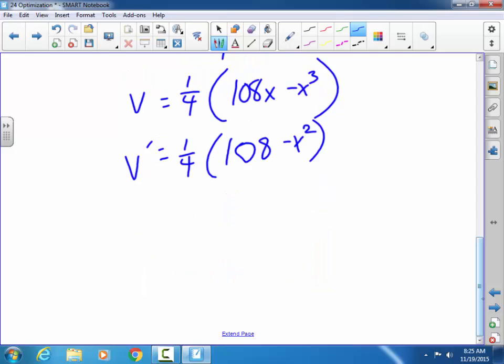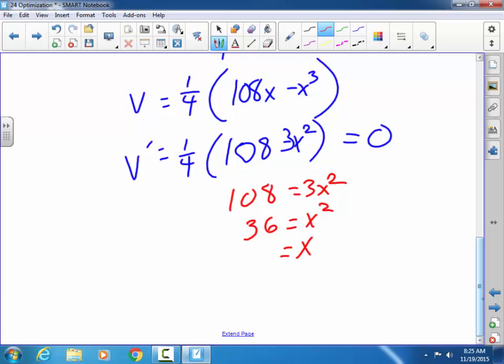So set it equal to 0. Oh, you're right. Thank you. Minus 3x squared. That will make life much easier for us also. Well, the 1/4 is never equal to 0, so we can kind of throw it away. 108 equals 3x squared. X squared equals 36. So x equals plus or minus 6. In this case, it's going to be a positive 6 because negative 6 wouldn't make any sense. So we have a 6.